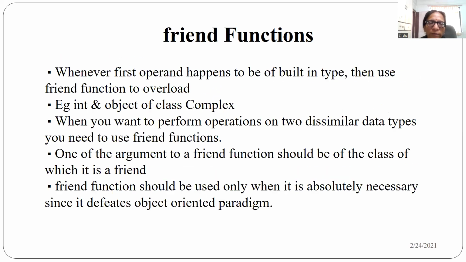Friend function: whenever the first operand happens to be of a built-in type, then the friend function can be used to overload, for example an int and an object of the class complex. When you want to perform operations on two dissimilar data types, you need to use the friend function. One of the arguments to the friend function should be of the class of which it is a friend. A friend function should only be used when it is absolutely necessary since it defeats the object-oriented paradigm.